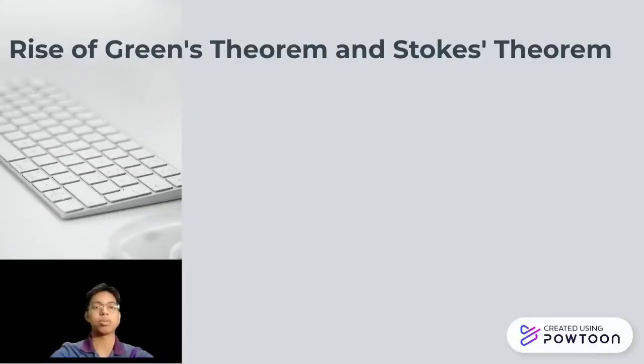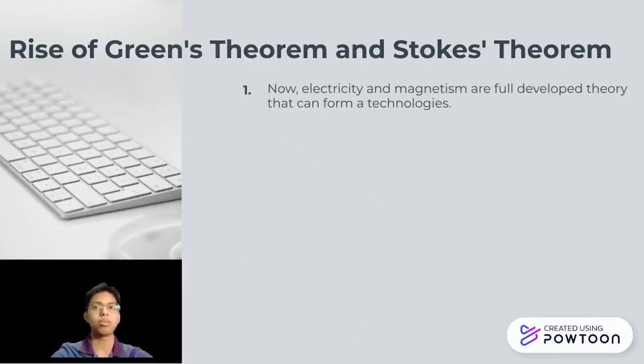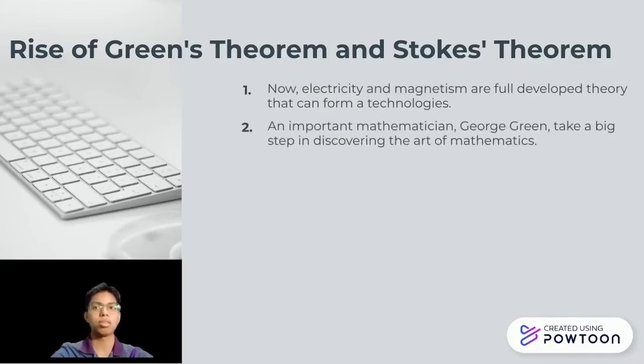Assalamualaikum warahmatullahi wabarakatuh. In this slide, I will talk about how Green's theorem and Stokes' theorem arise because of investigation of electricity and magnetism. In mathematics, electricity and magnetism are important elements that could form a basis for technologies. The one that brought this important element to the world is an amateur mathematician, George Green.